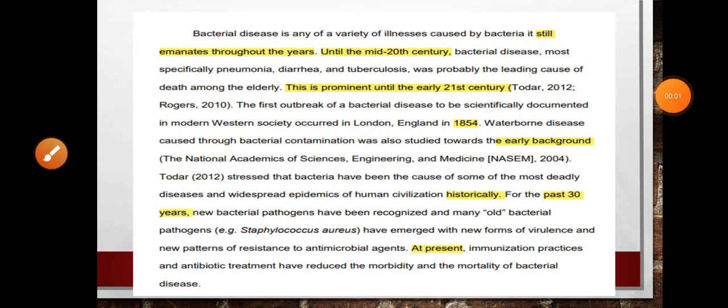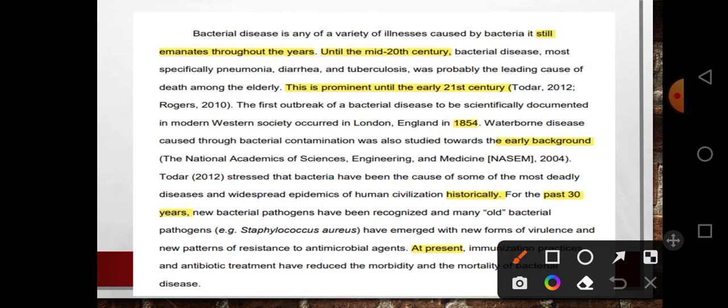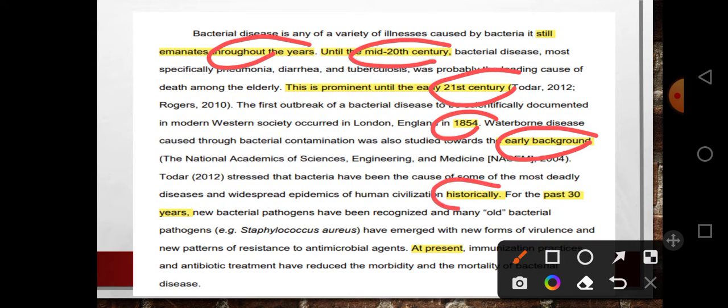Okay, so now that you have learned how to write the first paragraph of the background of the study, which concerns the main idea of your study, you can now proceed to writing the second paragraph. In writing the second paragraph, notice the highlighted terms we have here: throughout the years, until the mid-20th century, 21st century, 1854, early background, historically, past 30 years, and at present.